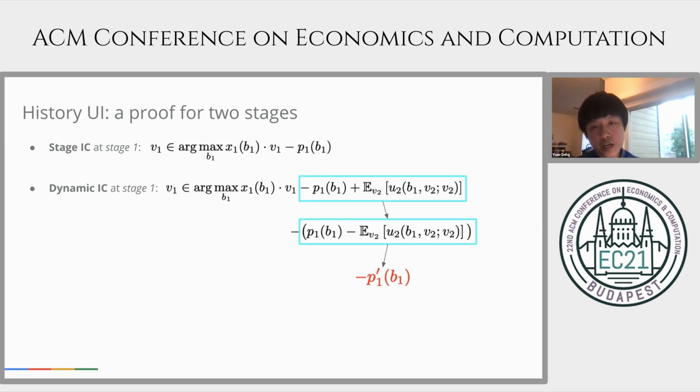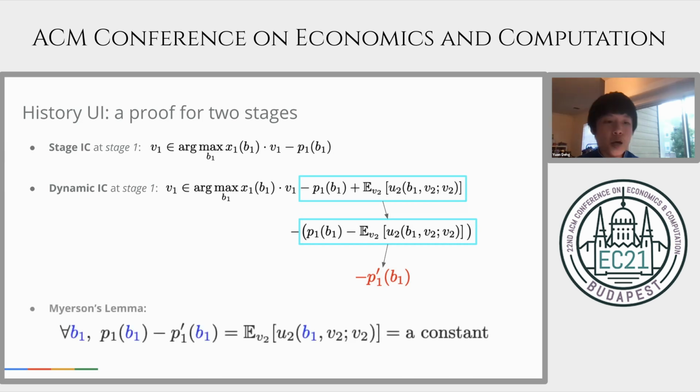Therefore, we are able to combine the payment and the continuation utility and get a function P'1, which basically captures the difference between the payment in the first round as well as the buyer's continuation utility in the second round. Now, since this should be incentive compatible, we also know that P'1 should also truthfully implement the allocation rule as well. By the famous Myerson's lemma, we know that given a fixed allocation rule X1, the payment rule that can truthfully implement X1 should be unique up to a constant. As a result, the difference between P1 and P'1 should always be a constant, which concludes the proof.